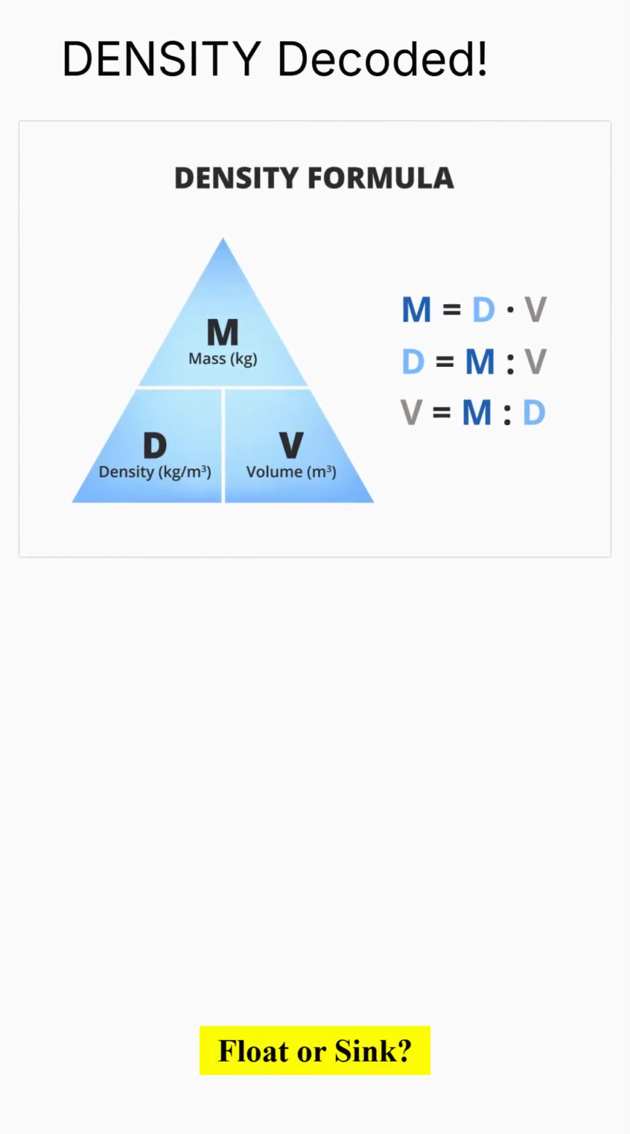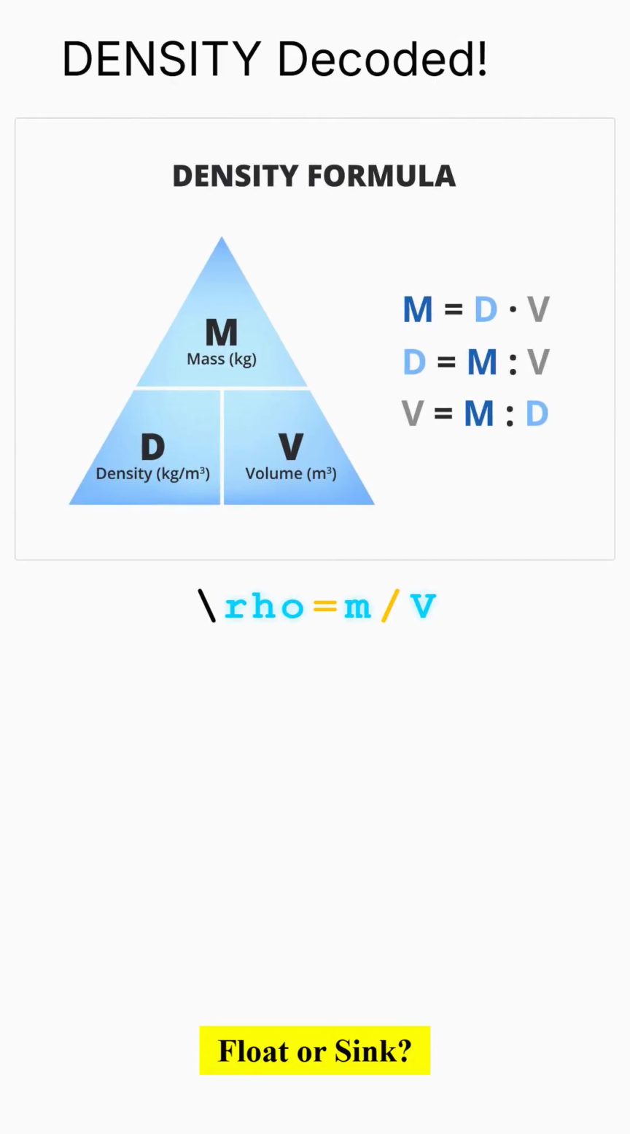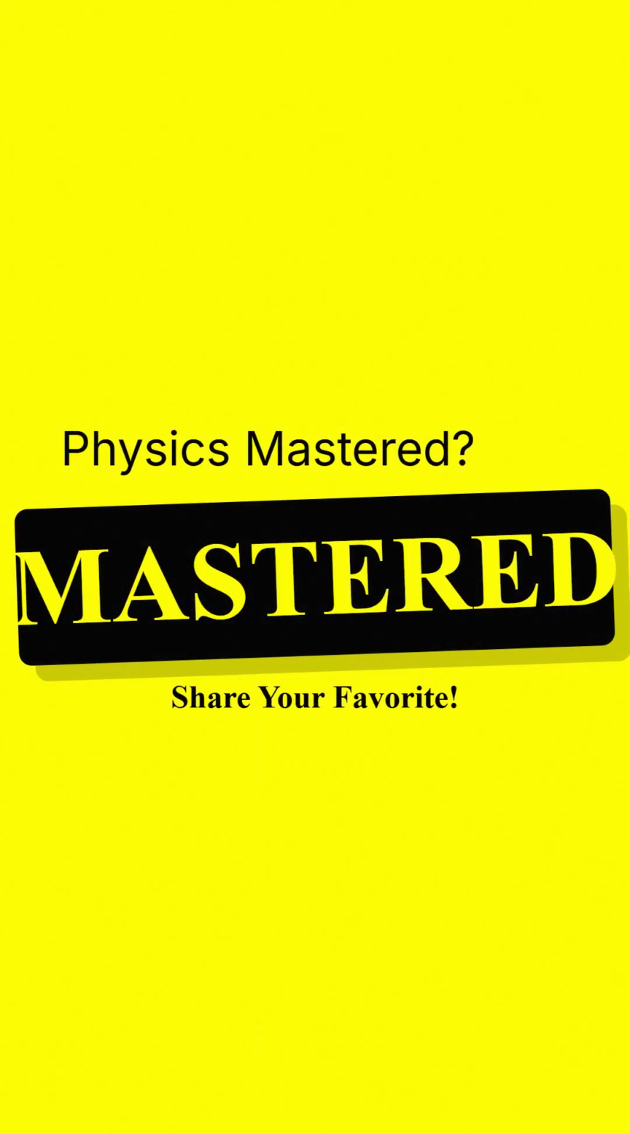Density determines whether an object floats or sinks. Density, rho, equals m over v, is calculated by dividing mass, m, by volume, v. Objects less dense than the fluid they are in will float, while denser objects sink. Stay afloat.